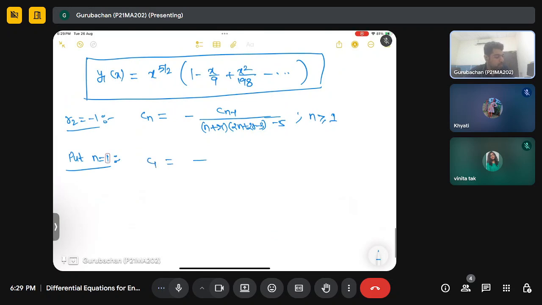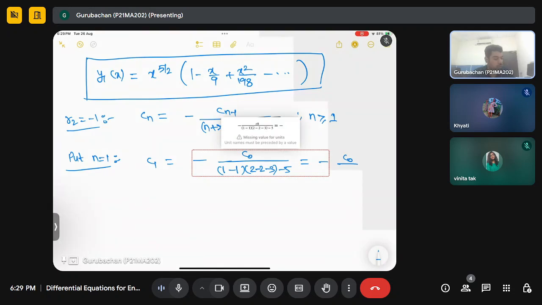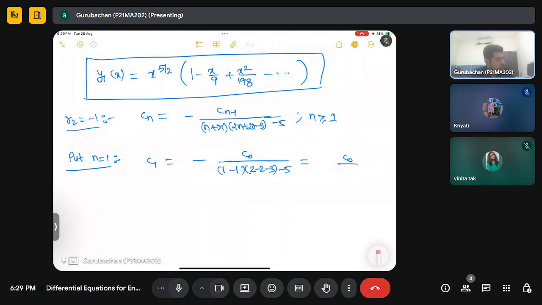C1 will be minus C0, and since R2 is minus 1, it will be (1 minus 1) into another one, which will be 2 minus 2 minus 3 minus 5. This will give you minus C0. This quantity will be 0 and the rest will be minus 5. So this will be C0 by 5.